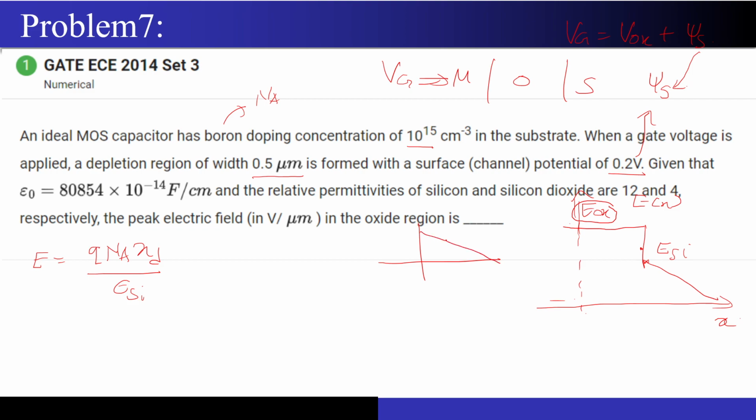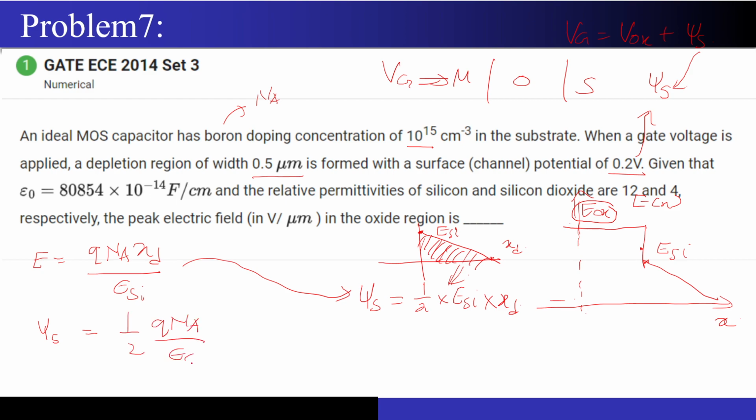Let's say this is your electric field profile on any side, and this is your peak electric field, ESI, and this is your XD. How to calculate the potential? You always integrate. This integration will yield the area of the triangle, half into ESI into XD. Since this is happening on the silicon side, this is your surface potential. So combining this with the previous formula, psi s will be equal to half QNA upon epsilon s into XD square. I'm sure sir must have told you about this formula as well.